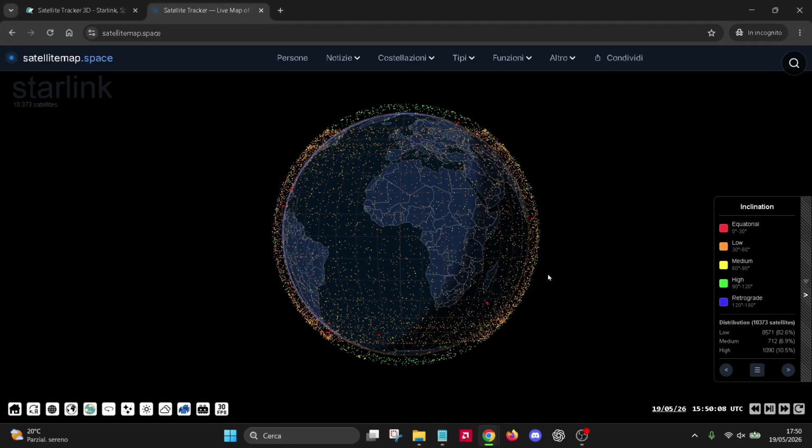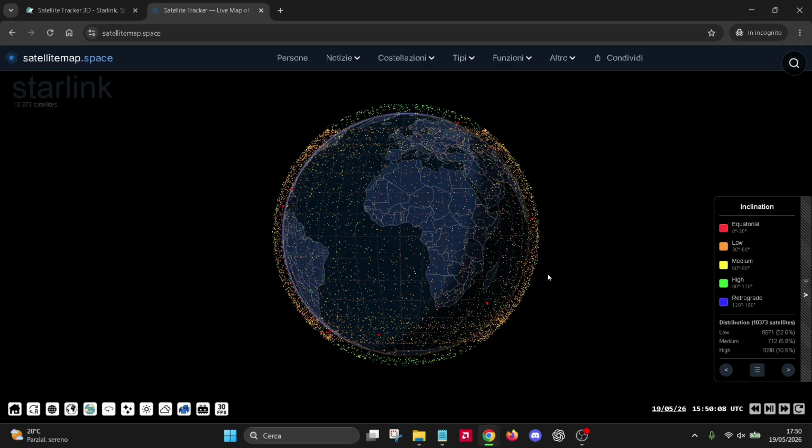Ultimately, this platform turns abstract orbital data into a clear and engaging view of the space systems that support modern life. Once you understand what you are seeing, the sky becomes far more than empty space. It becomes a dynamic network of technology continuously operating above us.